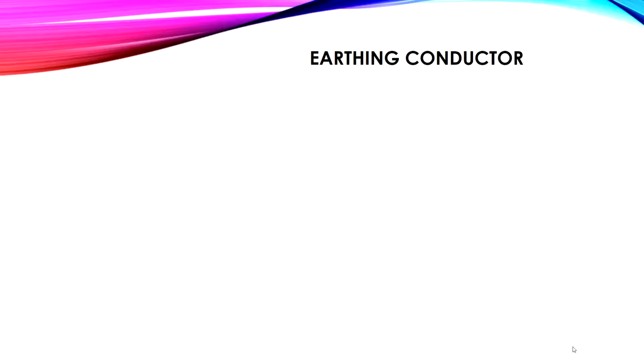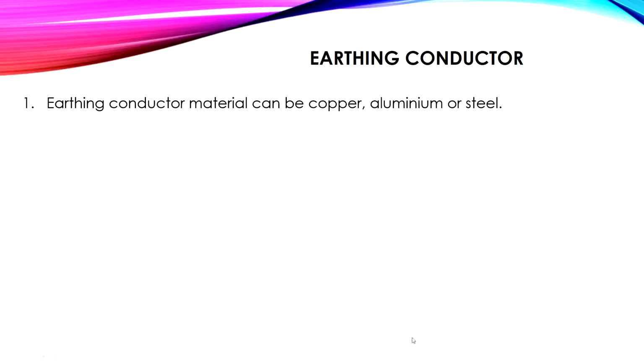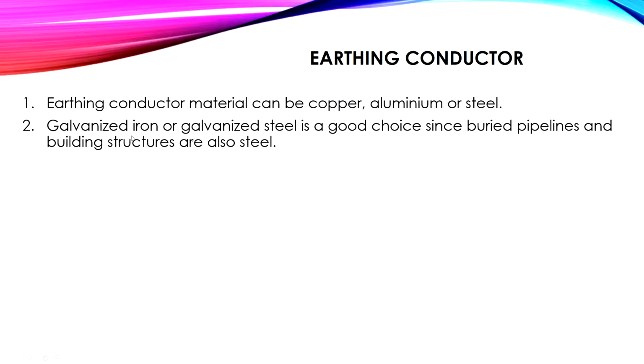Now, in this video, we would like to discuss the earthing conductor. Our earthing conductor, which we said before, can be copper or aluminium or steel. And galvanized iron or galvanized steel is a good choice. Why? Because our buried pipelines and the building structures are made of steel.